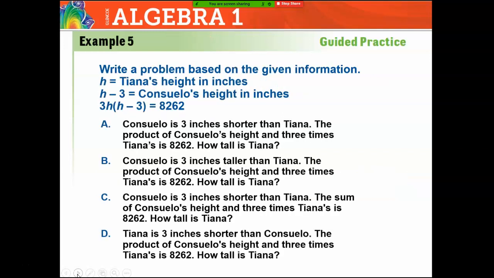Alright, let's do multiple choice. See if you can match the given information to a word problem. H is her height in inches. H minus 3 is Consuela's height in inches. 3H times the quantity H minus 3 is 8,262.